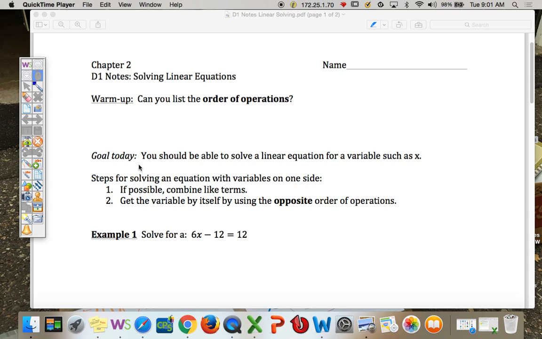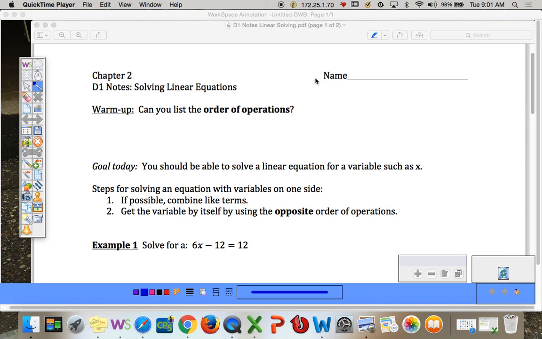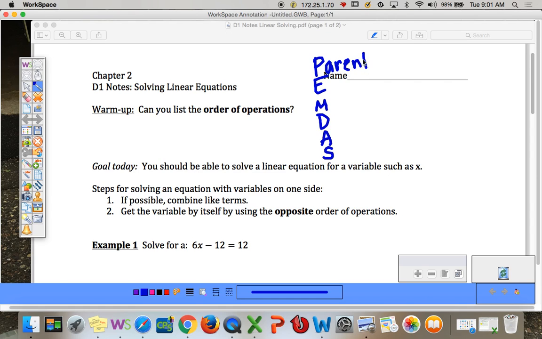Today we're going to look at solving linear equations. So for the warm-up, can you list the order of operations? You've probably seen this listed as PEMDAS. Please excuse my dear Aunt Sally. And so the order goes like this. We have parentheses first.